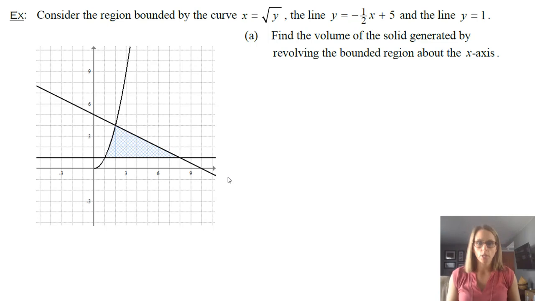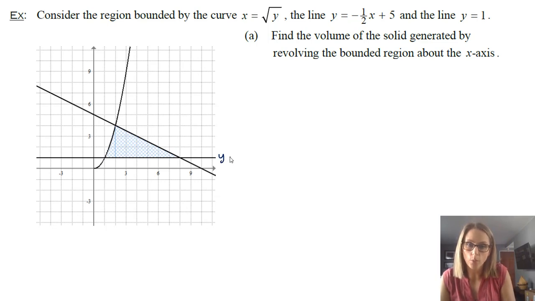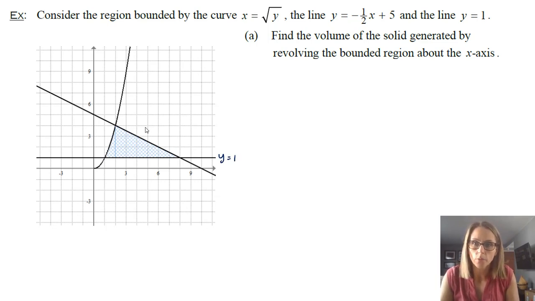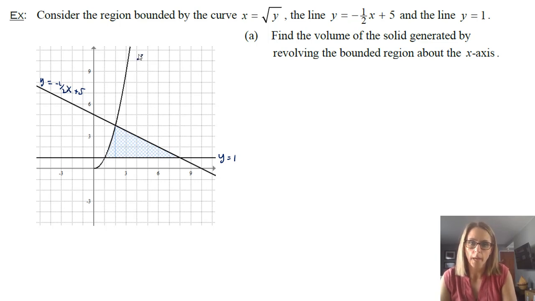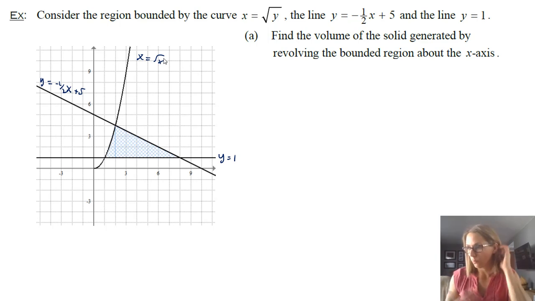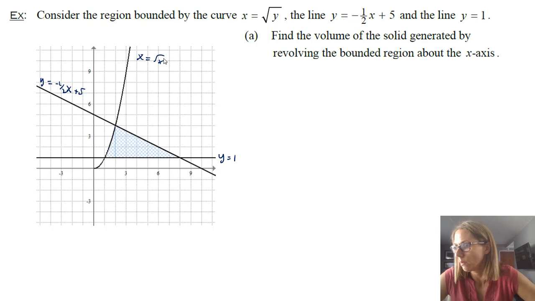So we have this region. We've got x equals square root of y. We've got a line, and then we've got a horizontal line as well. So we have y equals 1. We have our line here, y equals -1/2 x plus 5. And up here, x equals square root y. So our job is to find the volume. We're still just going to do the setup here, just so these videos aren't 8 million hours long.